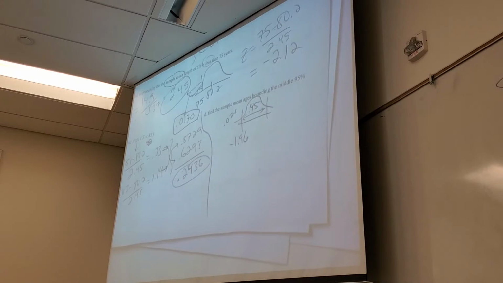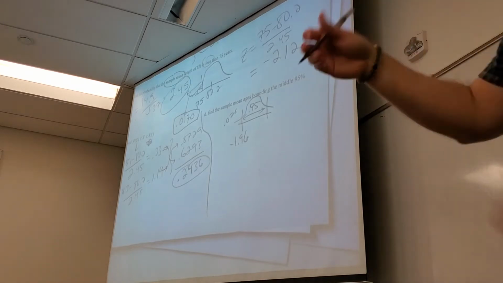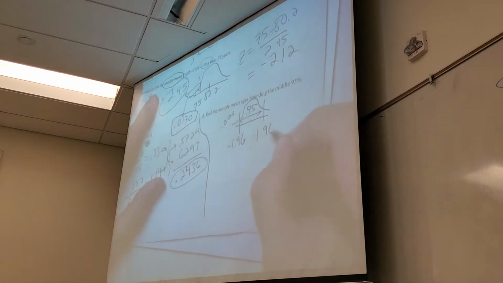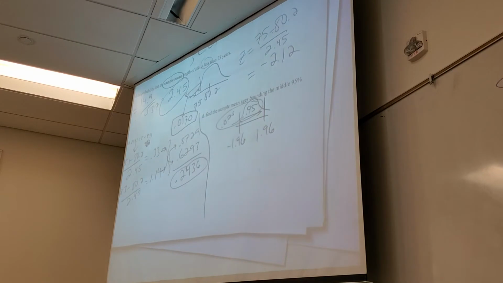If that's the middle 95%, and a standard curve is symmetric around the middle, the other side's got to be positive 1.96. That's awesome. If you don't like that, what area is below this? 95 plus 2.5 is 97.5. If you look at 0.975, you get positive 1.96. Done.